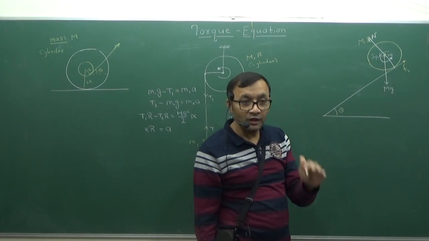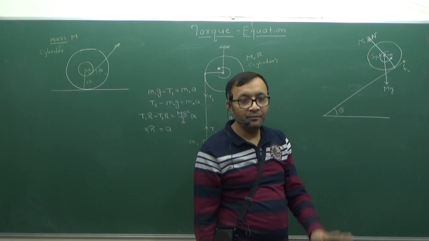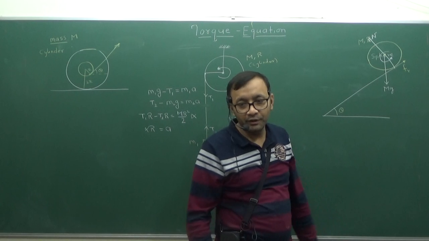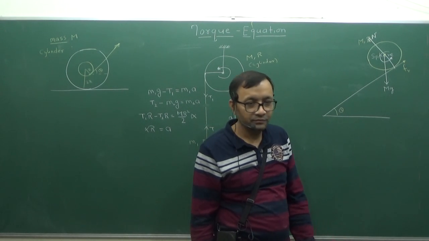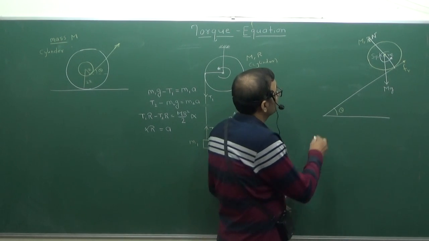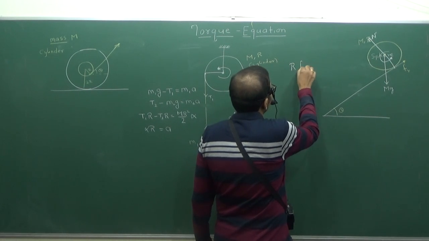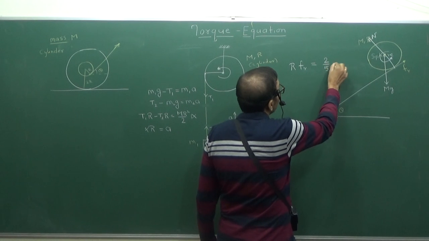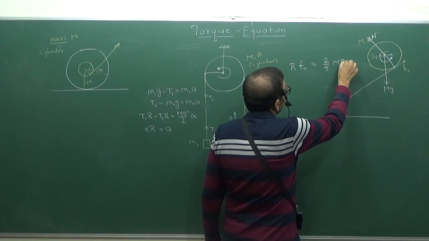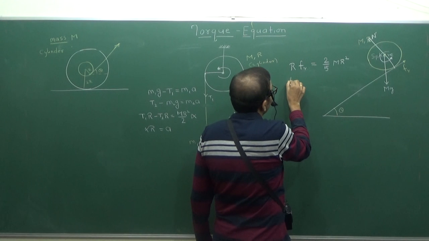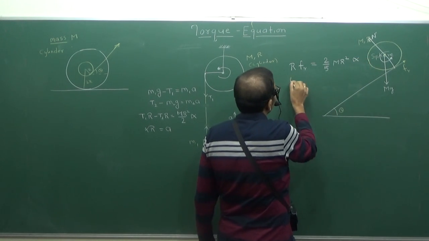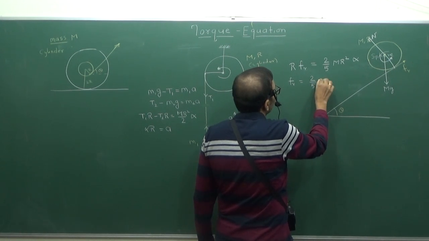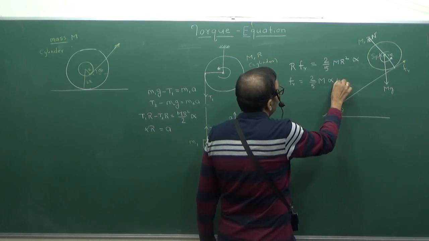So if friction is not present, alpha can never happen. It will just slide down. It will not rotate because torque will be zero about the center of mass. So R into FR is the torque about the center of mass. This should be equal to 2/5 MR square into alpha. So FR is 2/5 M alpha into R.